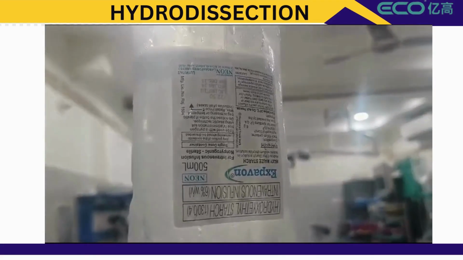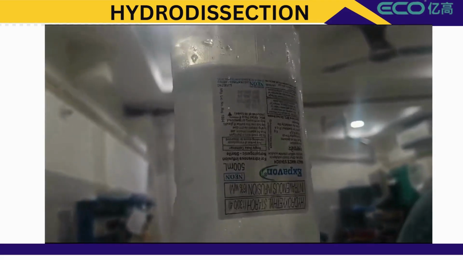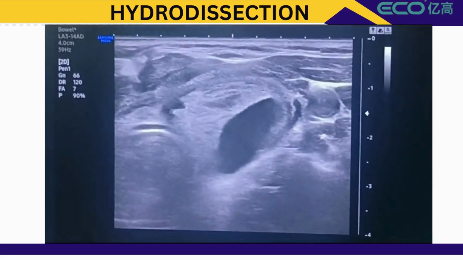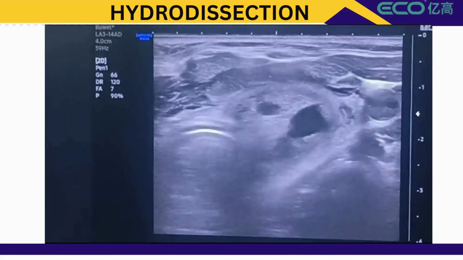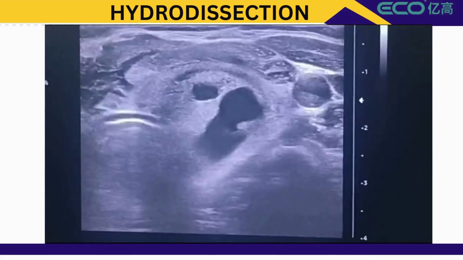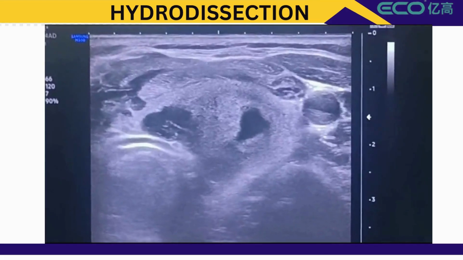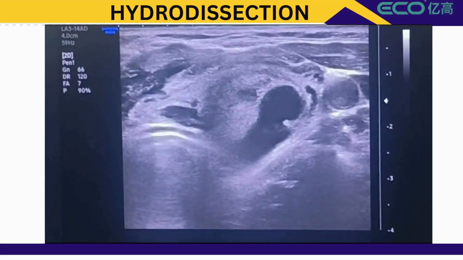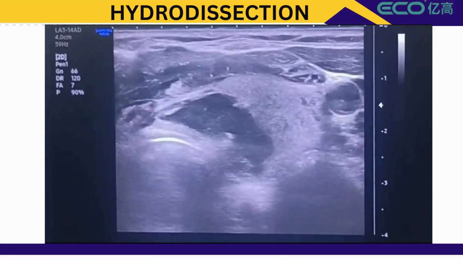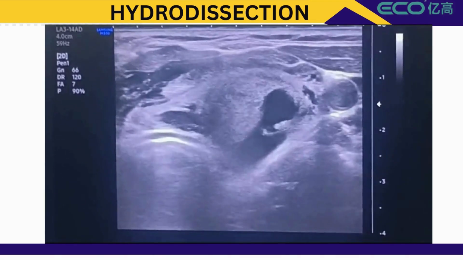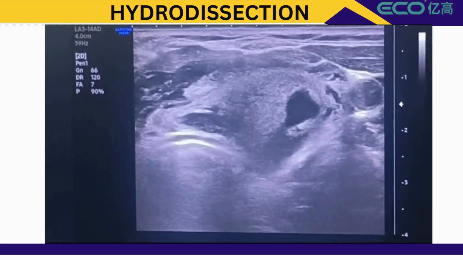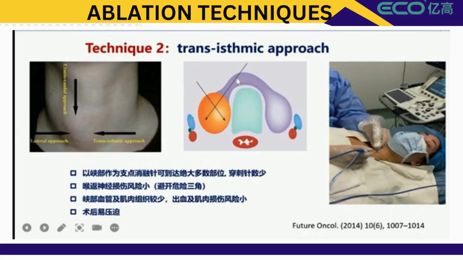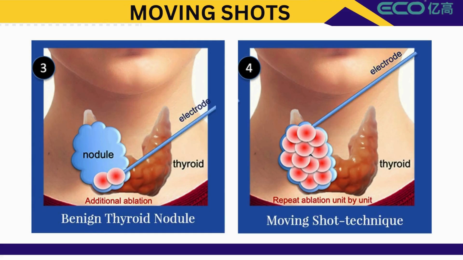Hydrodissection plays a key role in protecting the peripheral structures, mainly nerves, especially the recurrent laryngeal nerve, vagus nerve, and medial sympathetic ganglion. You see now how it is given above the trachea, in the pretracheal fascia, medial side, the dangerous triangle. In between the trachea and esophageal groove, the dangerous triangle, you are injecting the colloid fluid. This will protect the structures.